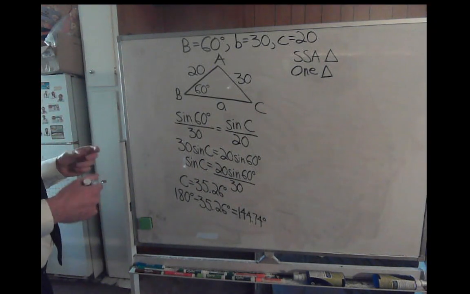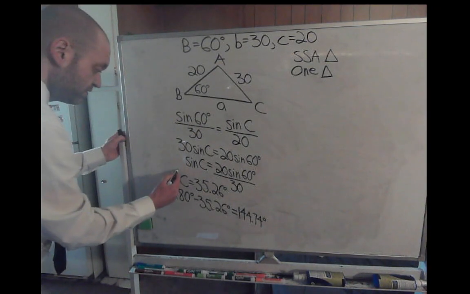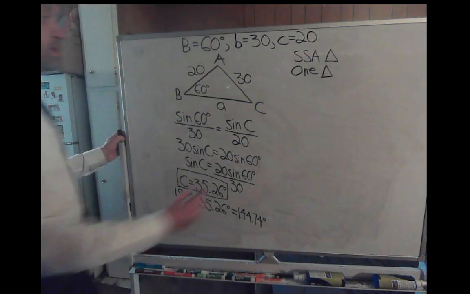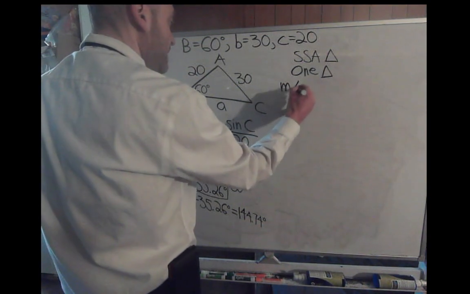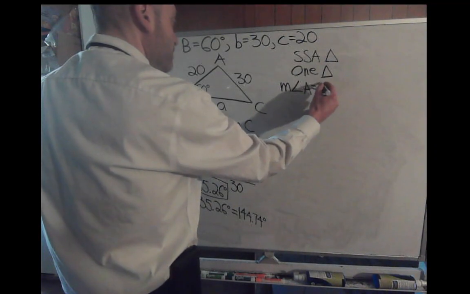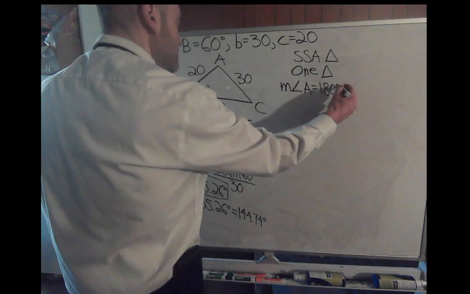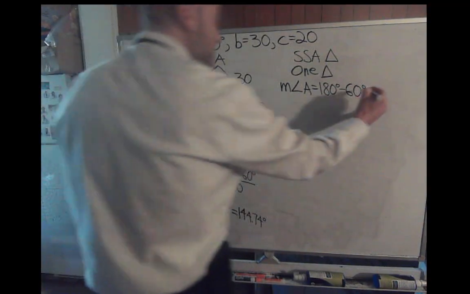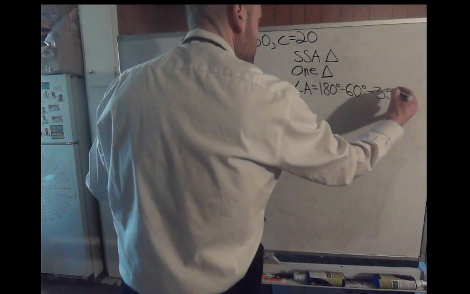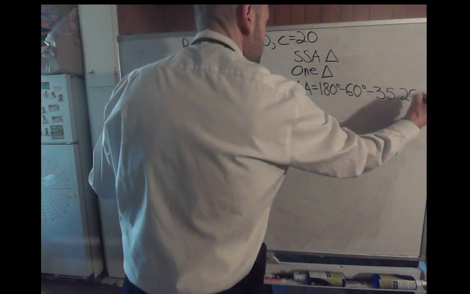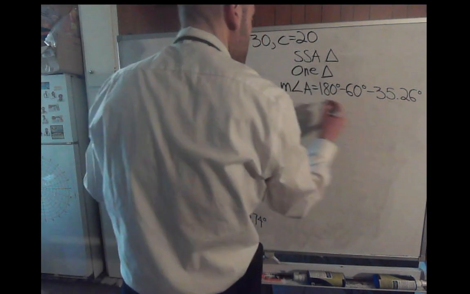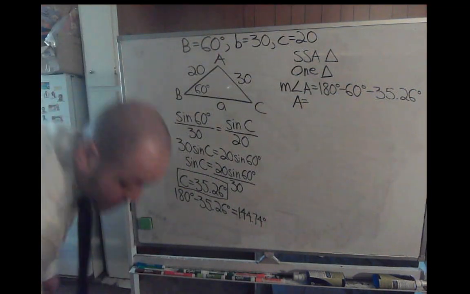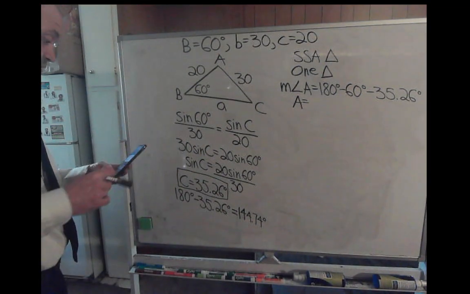Now, probably your easiest thing to do, since we know two of the angles now, is solve for that missing angle. So that means the measure of angle A would then equal 180 degrees minus the 60 degrees minus the 35.26 degrees, which means A should have a measure of whatever that result is. We'll find that out.